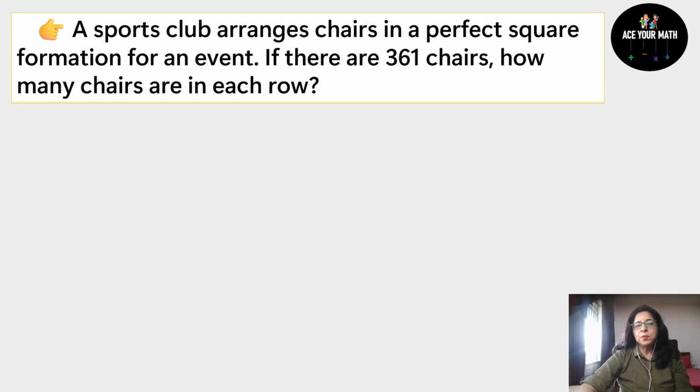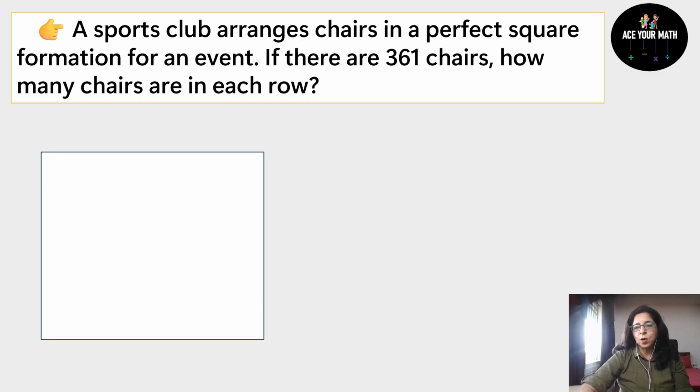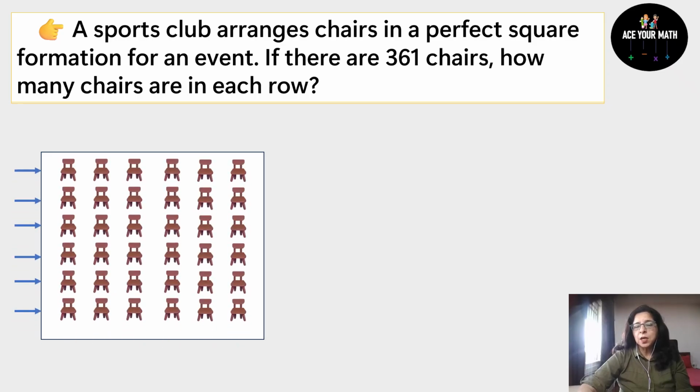Now let's see a word problem. A sports club arranges chairs in a perfect square formation for an event. If there are a total of 361 chairs, how many chairs are in each row? See, whenever you arrange anything in a perfect square form, it means it has equal rows and equal columns. So the arrangement will look something like this, which has equal rows and columns. But we don't know how many rows and how many columns, so we will assume them as n. So we are assuming n rows and n columns, and n times n is nothing but 361.